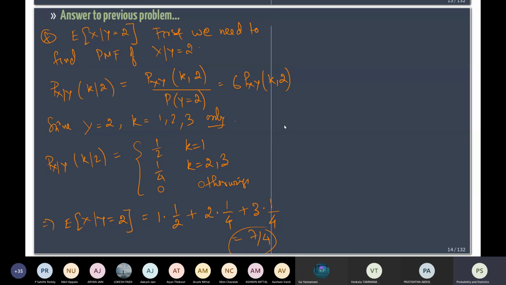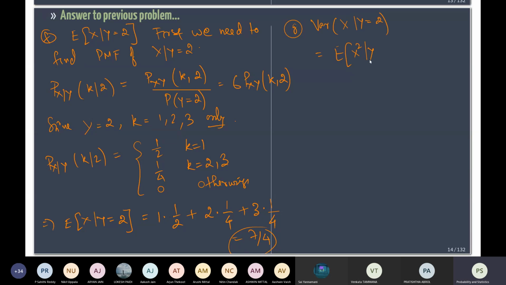The variance can now be computed. It would be straightforward, because the expectation values are given to you, and wherever you have x square. So the variance of x given y is equal to 2. What was the formula for this? The expectation of x square given y equal to 2, minus the square of the expectation.